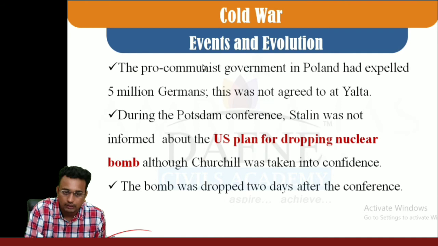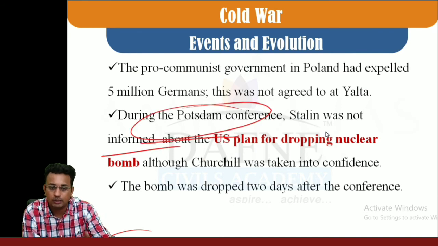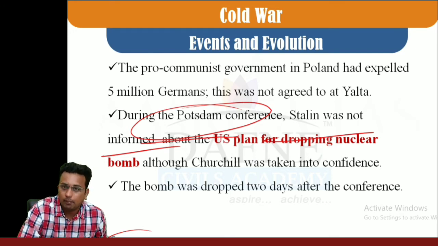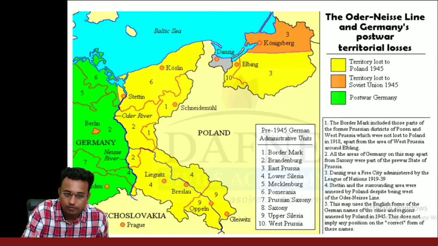3/4 of the border areas were done. Okay. Next, Potsdam Conference. Stalin was not informed. This was a major reason for US planning for, we can say, the nuclear bomb, and the bomb was dropped 2 days after the Potsdam Conference in 45.